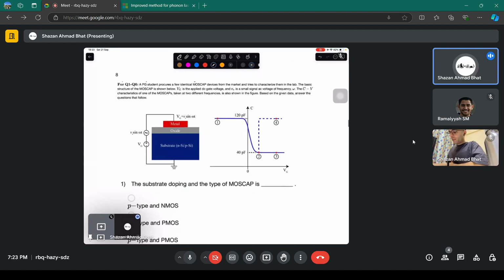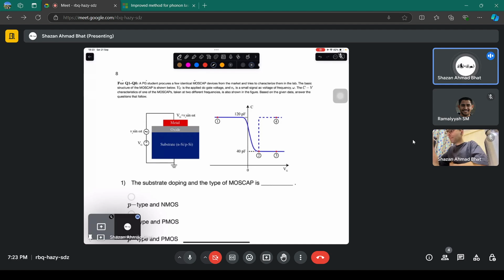Now you have a question first of all that a PG student has been given a MOS capacitor. He has to apply some small signal. Then he has to apply the gate voltage and the small signal. The small signal is just to perturb it and to see the frequency response. This is the capacitance versus the gate voltage, the CV. Now, based on the given data, we have to answer the following questions.